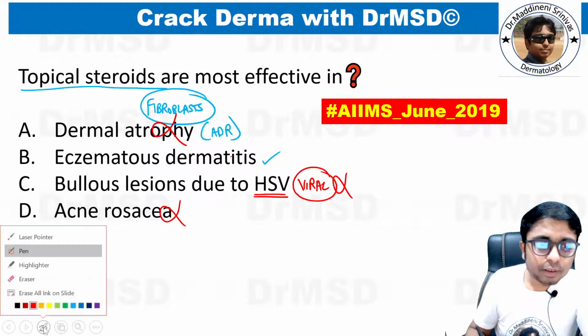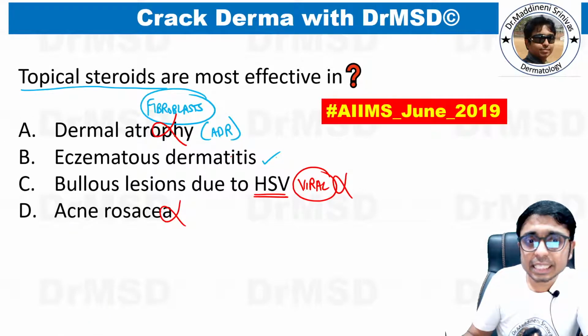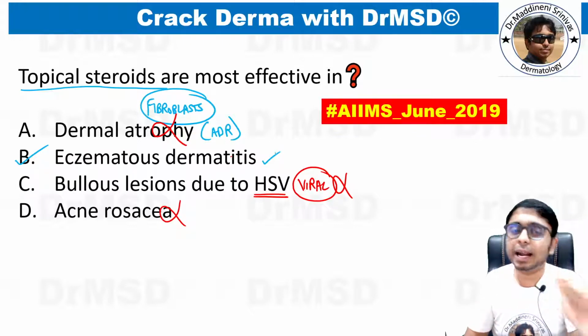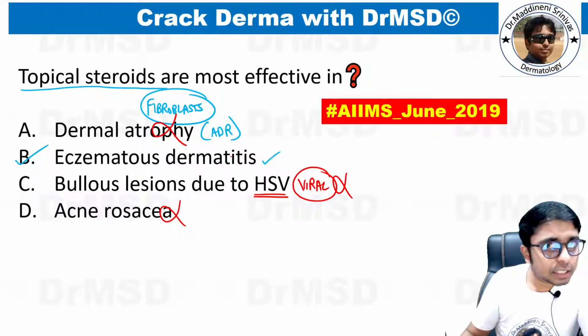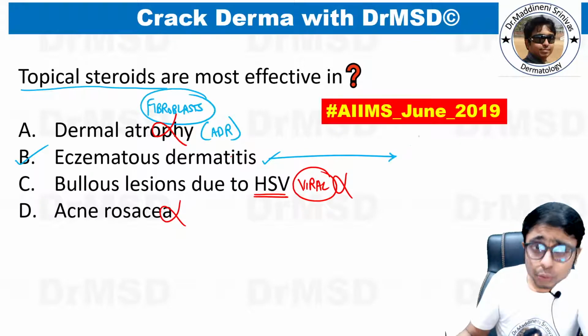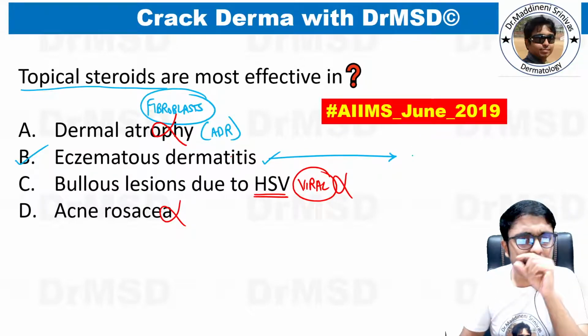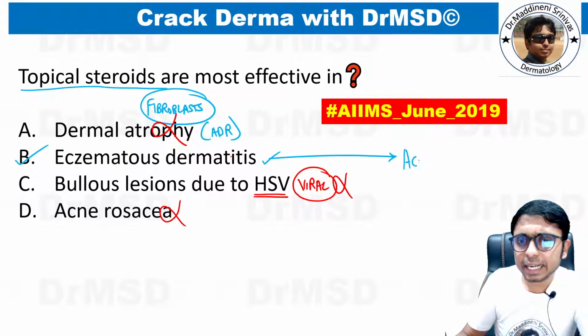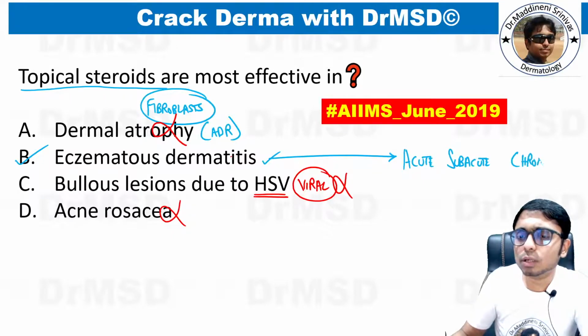So we are left with eczematous dermatitis, and yes, Sumay and Anantmon, both of you are right, very good. In eczematous dermatitis, we are going to use topical steroids. And a few points about eczema. I hope all of you know that eczema is of three types: acute, subacute, and chronic. These are the three forms in which eczema can present.